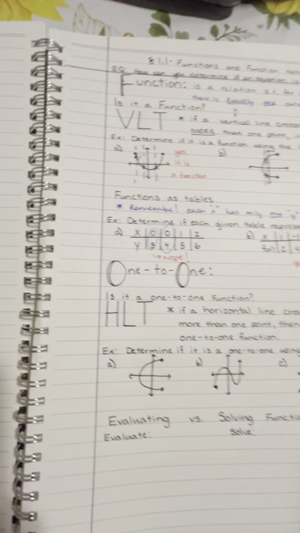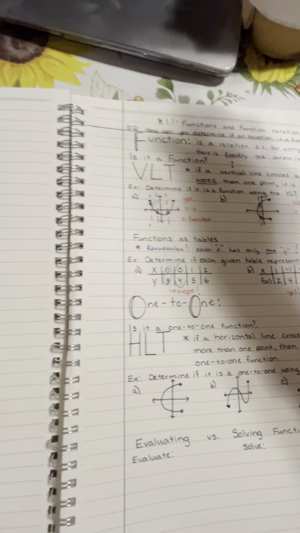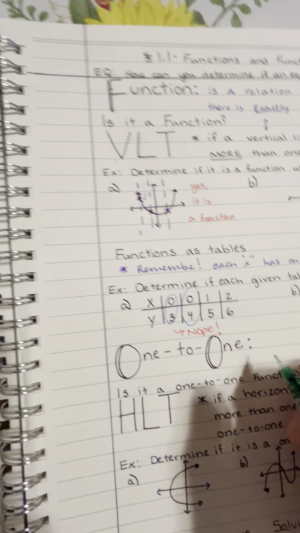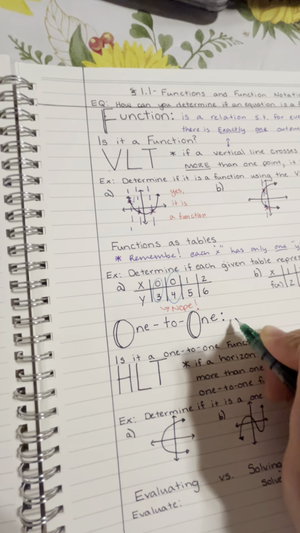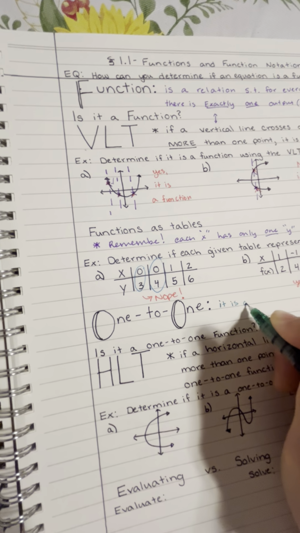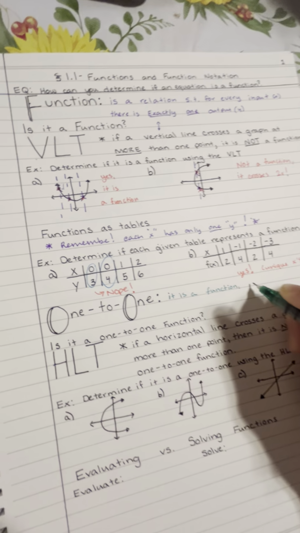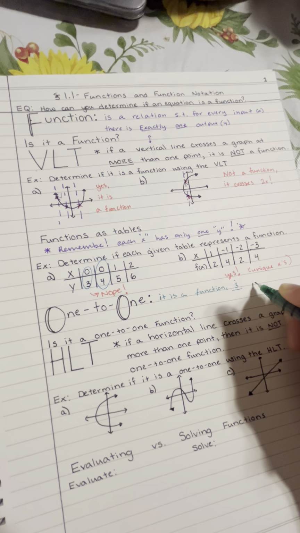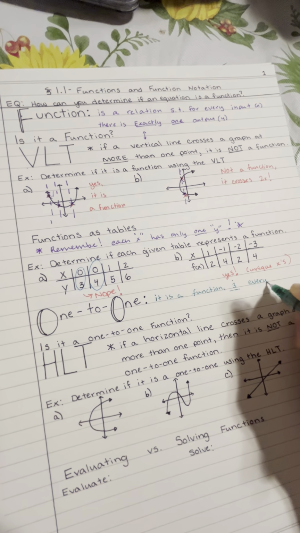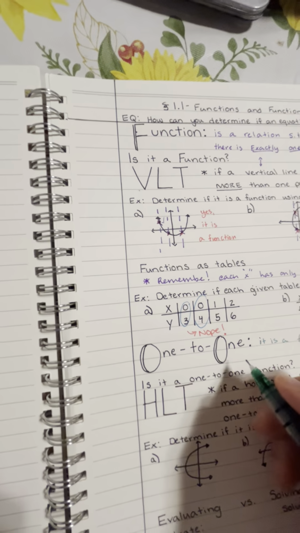All right, 1-to-1. What is a 1-to-1 function? So a 1-to-1 function is similar to a function. So first of all, if a function is 1-to-1, then it is a function. And every y has exactly one x.